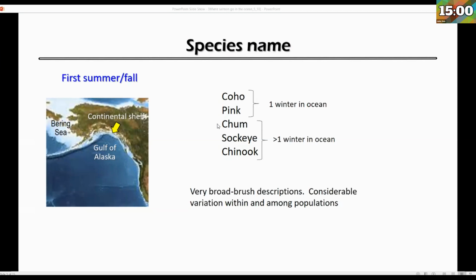And these are very broad brush descriptions. There's a lot of variation both within and among populations, and it's kind of beyond the scope of this talk to be able to get into any kind of detail. I'm going to be showing you this map. This is North America with the Gulf of Alaska, Bering Sea, and then this white strip along the North American coastline is the continental shelf, which is somewhere between 20 to 80 kilometers wide, depending on where you are. And this continental shelf is incredibly important for juvenile salmon during their first summer and fall in marine waters.